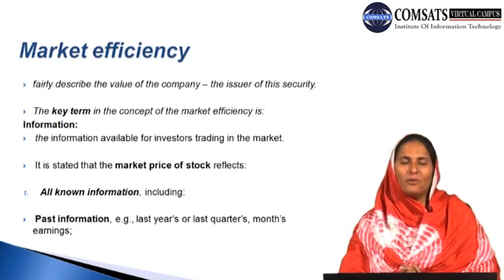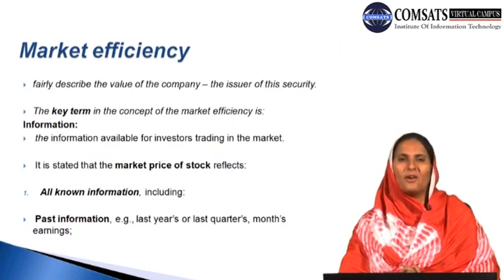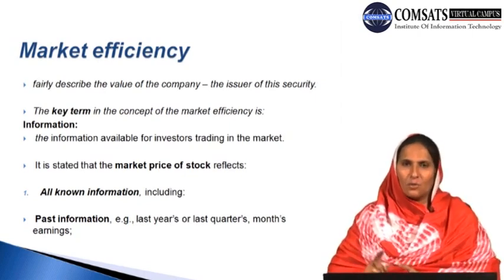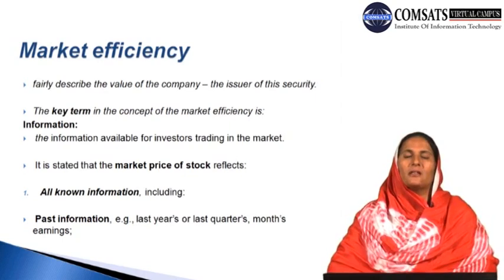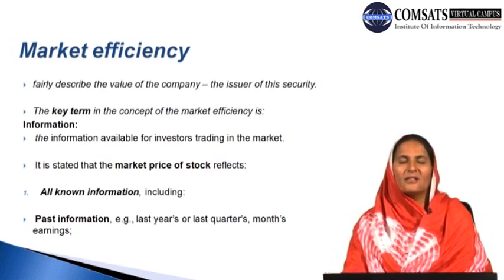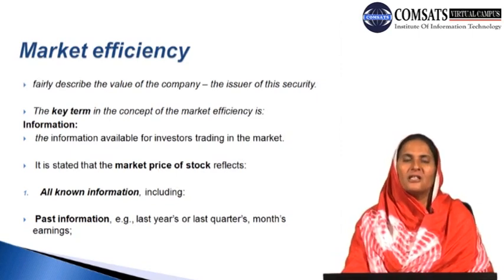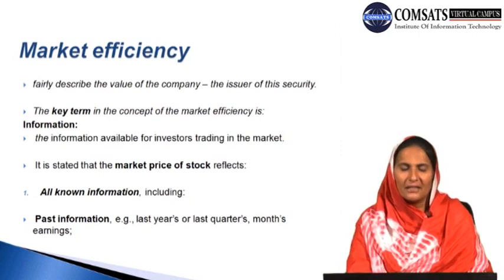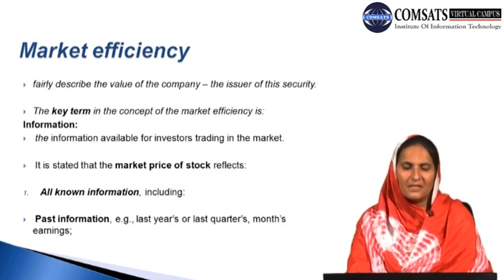And what do we mean by past information? What is the past and how can we define the past? As far as the financial market is concerned, the past is basically the last year, or it can be the last quarter, or the month's earnings. The behavior of the assets and the rate of returns of the assets which changed or fluctuated in the last year, last quarter, or last month is known as past information.